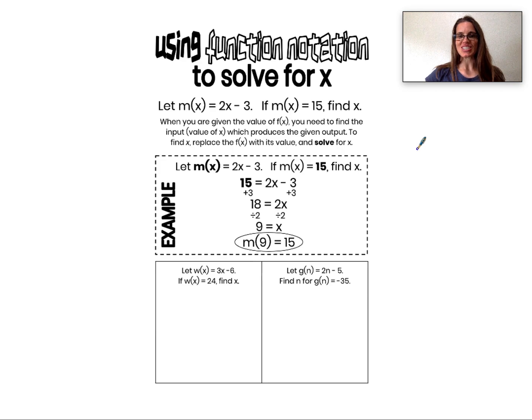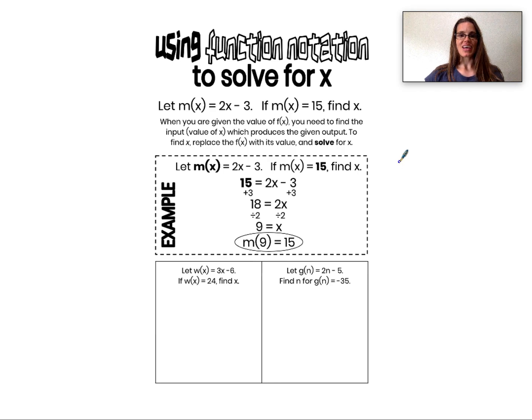Using function notation to solve for x. When we're solving for x, that means we know the value of the output. We know f of x, which means y. And then we use our function rule and inverse operations to solve for the input, to solve for x. This is just like when you have a linear equation and you know y, you use inverse operations to solve for x. It's exactly the same process.